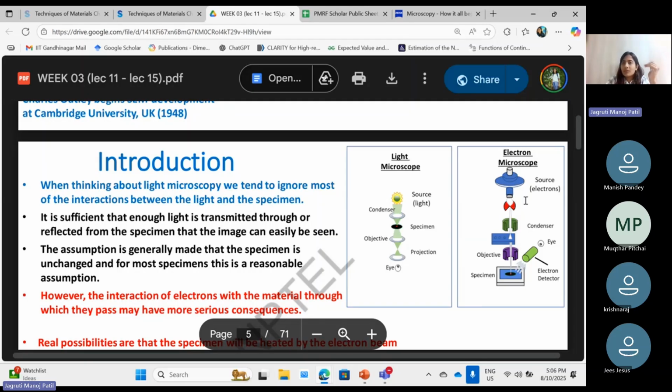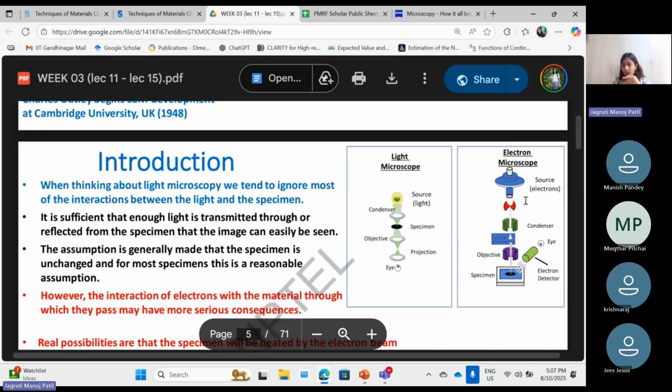The first anode would have a very low voltage because it's just the one where we'll be extracting electrons from. And the second one would be where you are accelerating the beam of electrons towards your specimen. So that one would be the one that the beam will pass through.